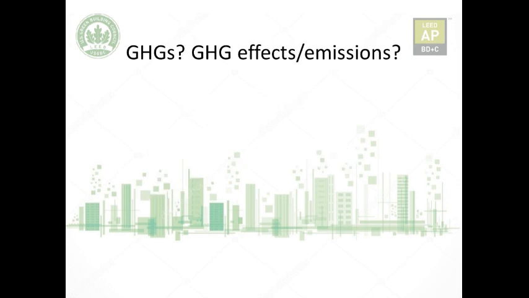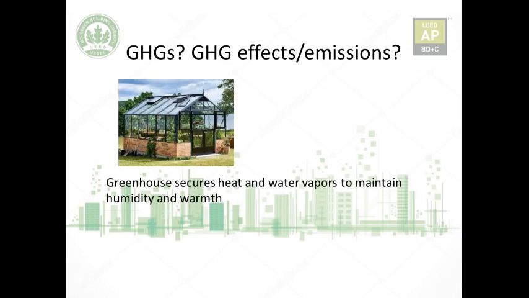Let's start with GHG. It stands for greenhouse gas, and they are found in the atmosphere. But why are they called greenhouse gases? Obviously, it has something to do with the greenhouse. This is how a greenhouse looks like, that secures heat and water vapors to maintain humidity and warmth inside the greenhouse for the plants to grow.